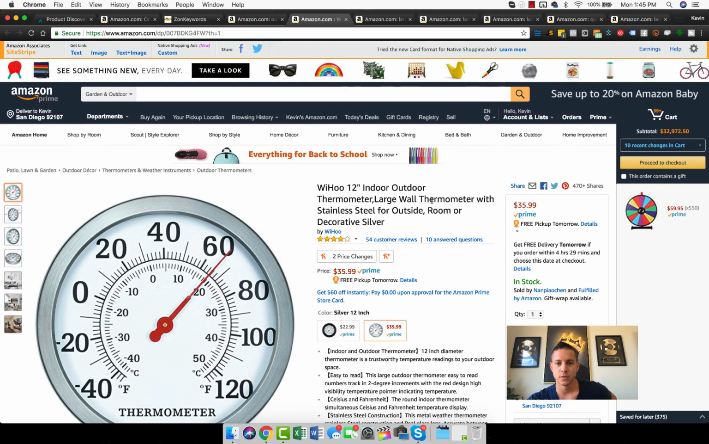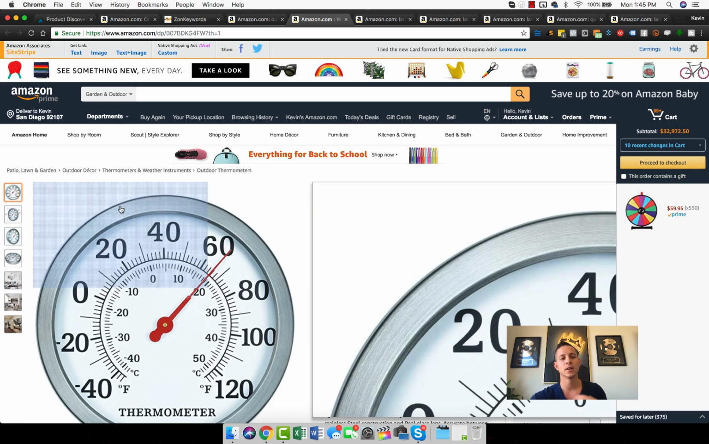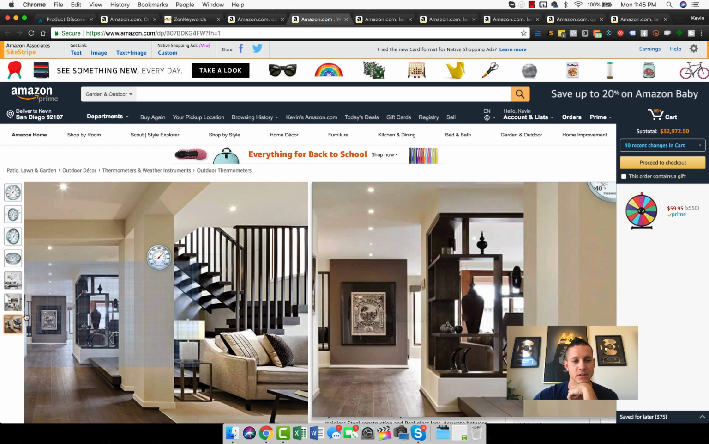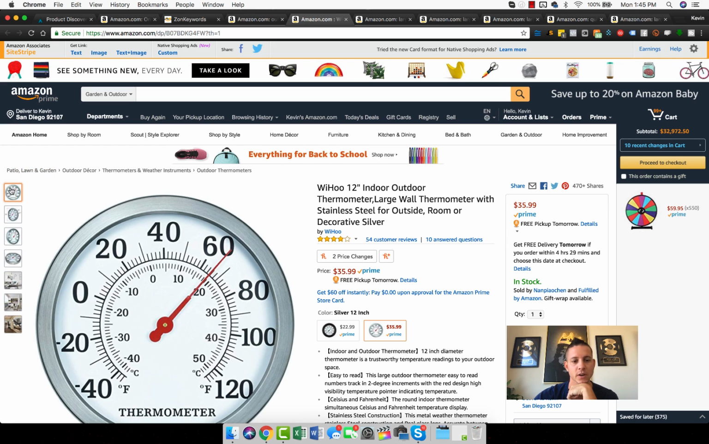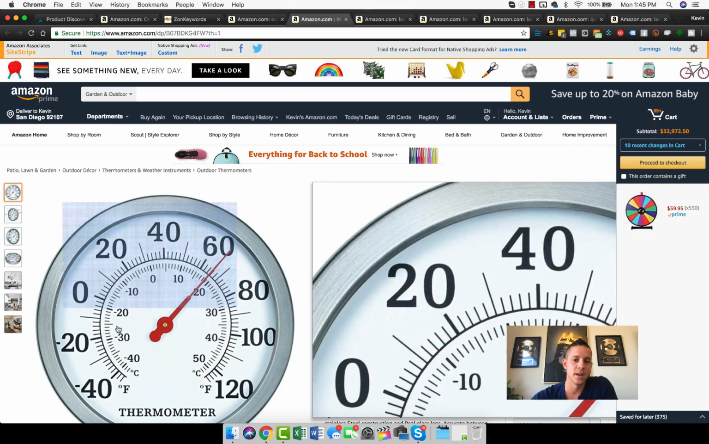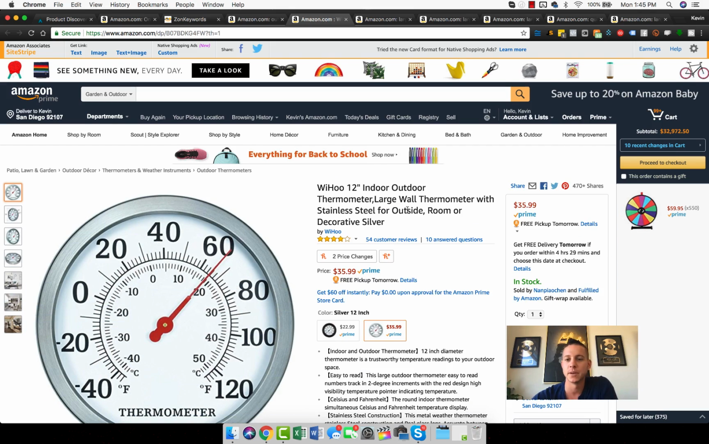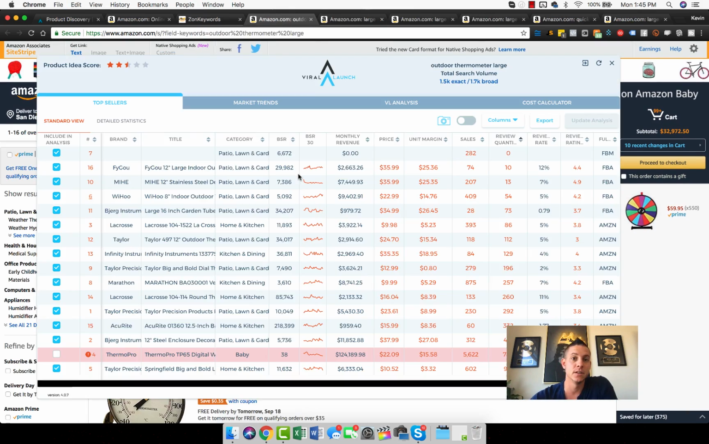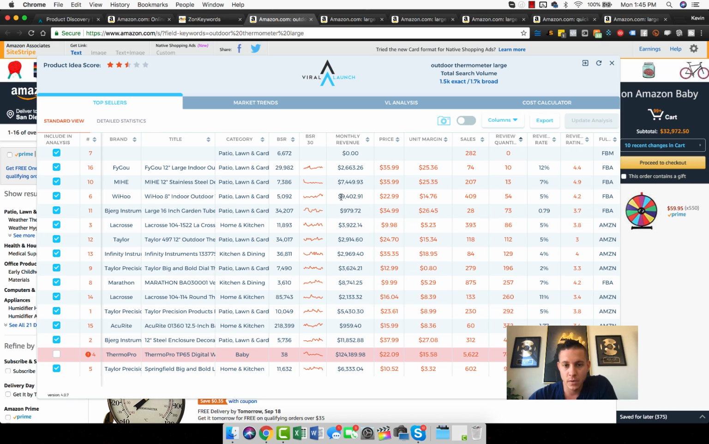Indoor, outdoor thermometer, large wall thermometer with stainless steel for outside room or decorative silver. This could be better, right? A lot of this could be improved. I would use a lifestyle shot showing this in a beautiful backyard, or maybe like the original one, I would have it sitting on a table or something like that, just to make it more aesthetic rather than just having this straight up pic right here. But that's definitely something that we would want to consider, right?